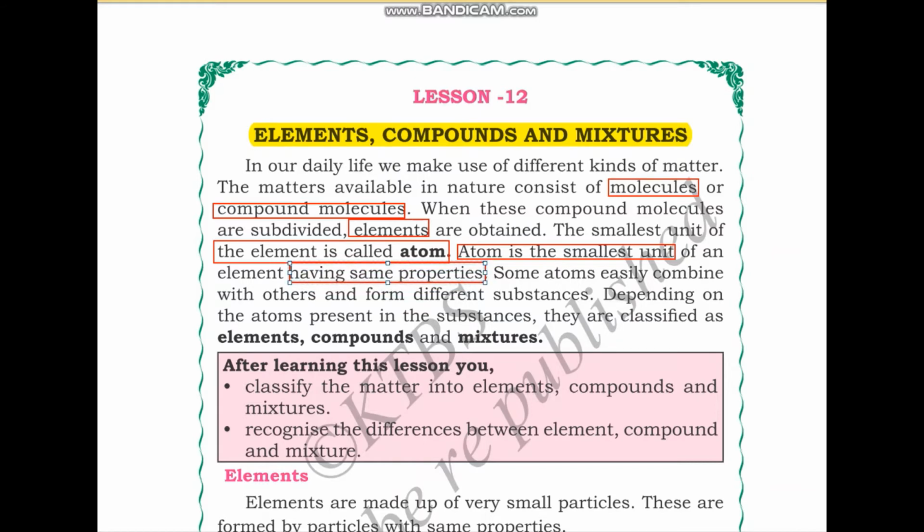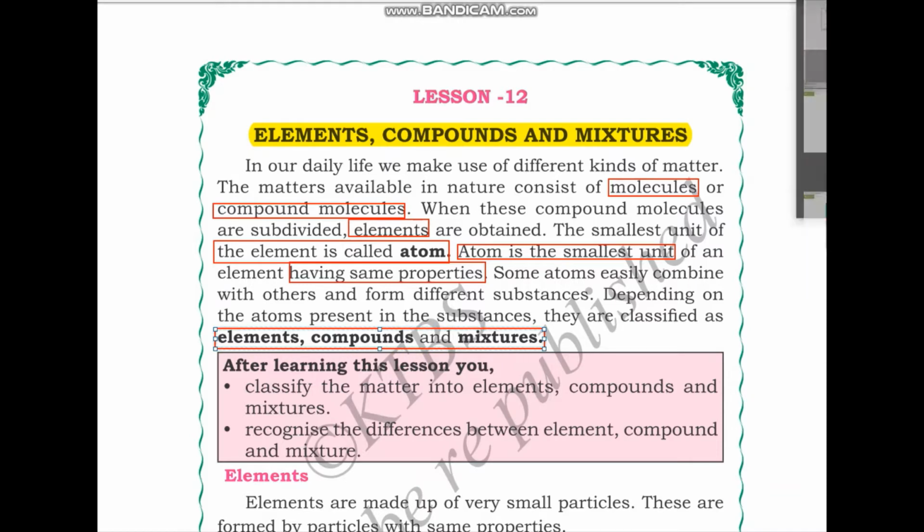Some atoms easily combine with others and form different substances. Depending on what kinds of atoms are present in a substance, they can be classified as elements, compounds or mixtures. So we learned that the matter available in nature consists of molecules, and each of these compound molecules can be made up of different kinds of elements. The smallest unit of each element is an atom.